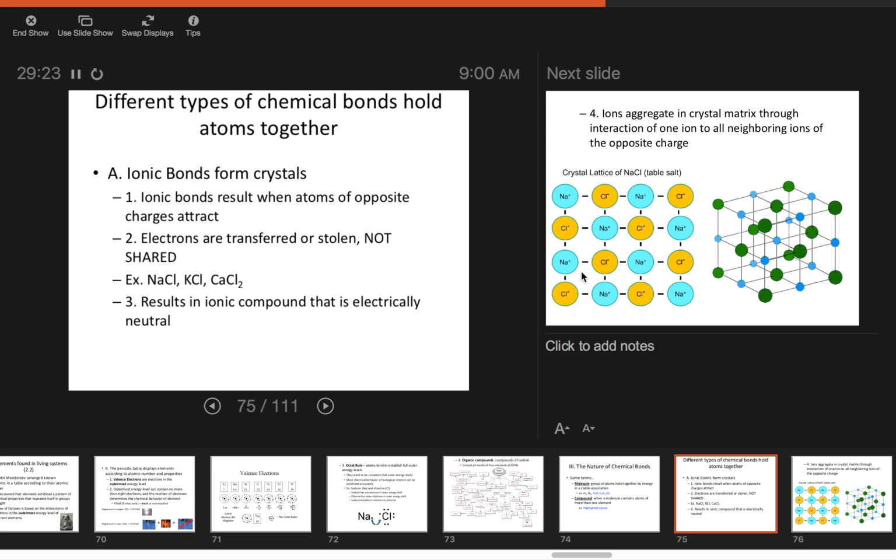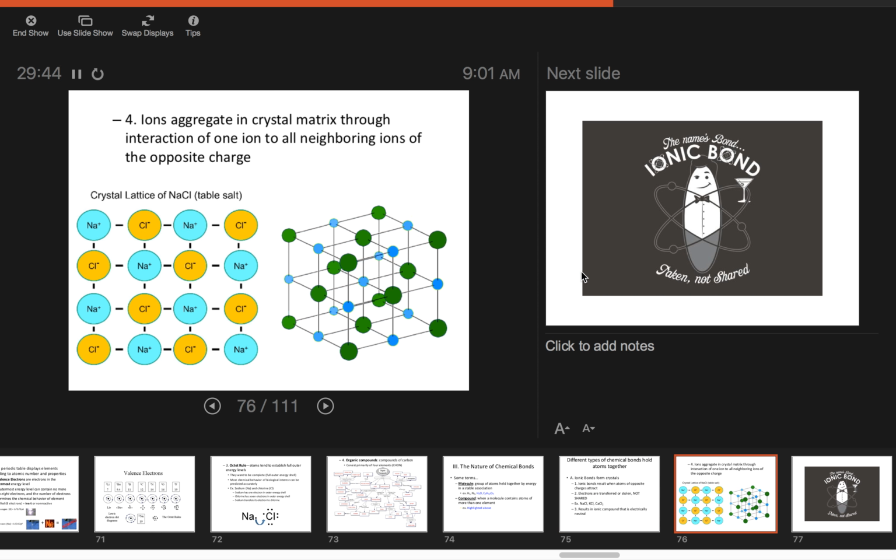One way to tell whether or not you have an ionic bond is sometimes you can just look at the name. They tend to end in -ide. See the other one there: +1, -1. So we have an ionic compound that is electrically neutral because +2 -2 equals 0, and +1 -1 equals 0. I was going to put -0. Wow, good.